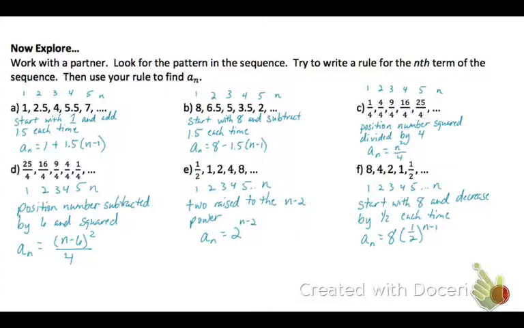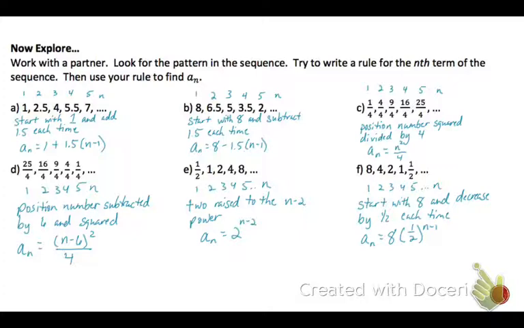So for example, our first term, if we take 8 times a half raised to the 1 minus 1, which is 0, that would just be 8 times 1, which is 8. For our second term, if we take 8 times a half raised to the 2 minus 1, or the first power, that would give us 4.